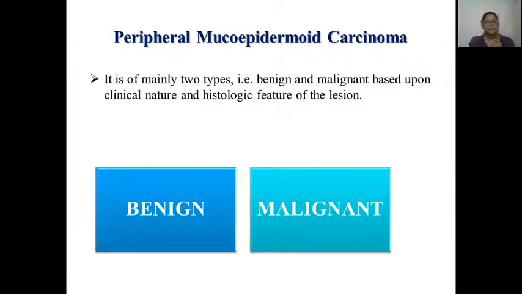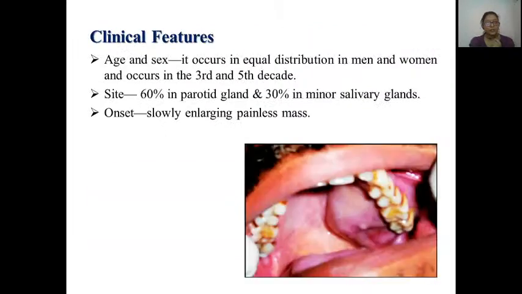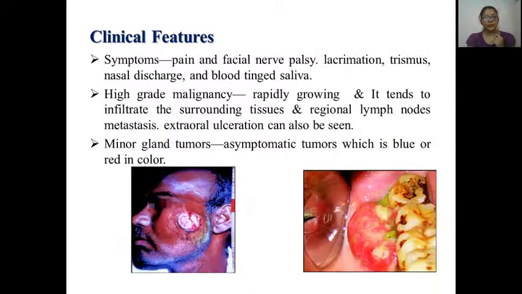There are 2 categories here: peripheral mucoepidermoid carcinoma. This contains benign and malignant types based upon the clinical nature and histological feature of the lesion. The clinical feature is it is equally distributed among men and women, and it occurs mostly in the 3rd to 5th decade. Site: 60% in the parotid gland and 30% in the minor salivary gland, and it is also a painless mass and it is slow growing.